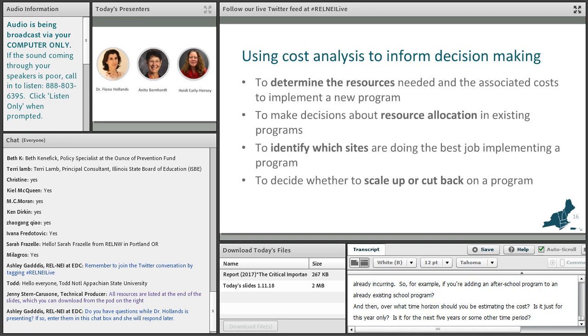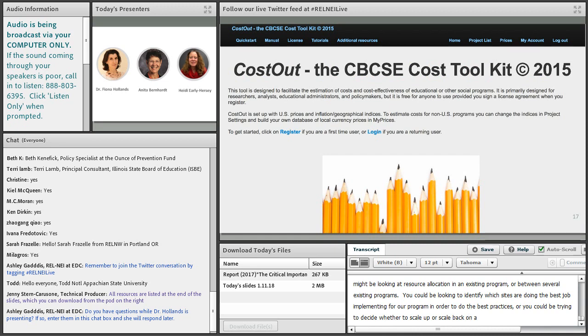What you choose to focus on should really be determined by what the decision is that you need to make. And here's some examples of decisions you could be making with cost analysis. So it might be the case that you want to determine the resources needed and the associated costs to implement a new program. You might be looking at resource allocation in an existing program or between several existing programs. You could be looking to identify which sites are doing the best job implementing a program in order to look for best practices. Or you could be trying to decide whether to scale up or scale back on a program.